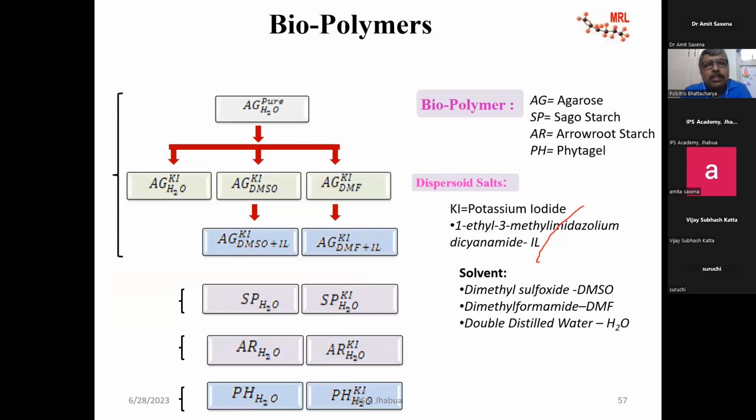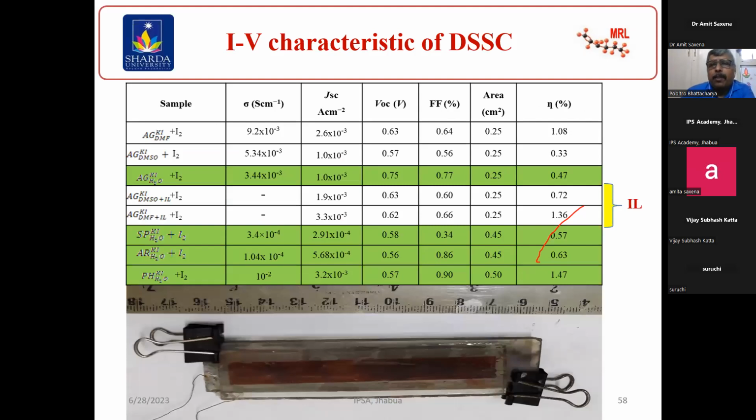This is with the biopolymers. We tried different combinations of biopolymers also, with different salts, different solvents, a series of biopolymers: agarose, sago, arrowroot, and other varieties also. And accordingly, depending upon their conductivity, their surface texture and other configuration, the efficiency can go beyond 1.4%.